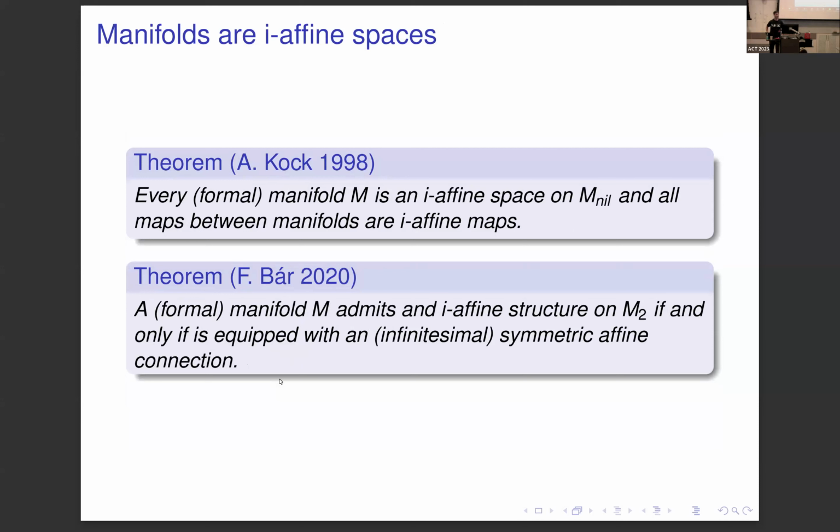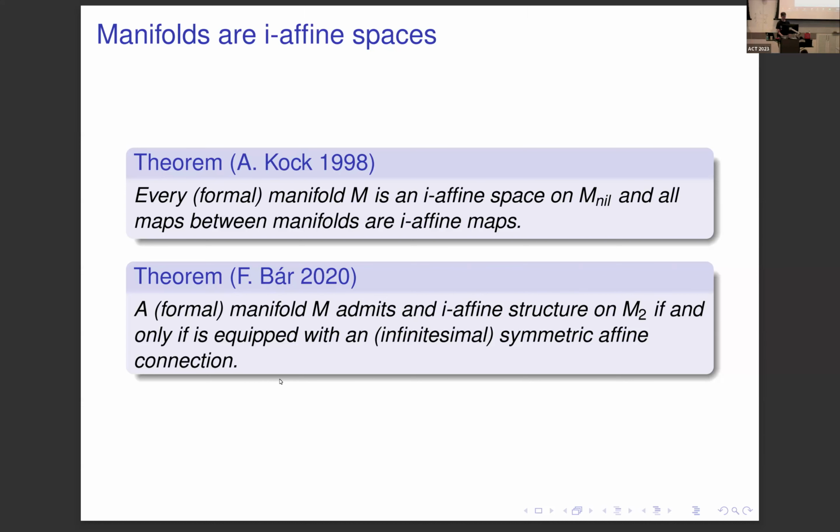So then, of course, kind of double checking that we're on the right track, there are two theorems here. One proven by Anders Koch himself, even though he's not been using this terminology and this theory. He proved essentially the thing, but he hasn't used these terms. That every formal manifold is an infinitesimal affine space on the Néel square I structure, and all maps between manifolds are infinitesimally affine maps, which means the obvious thing: they preserve the I structure and affine combinations.